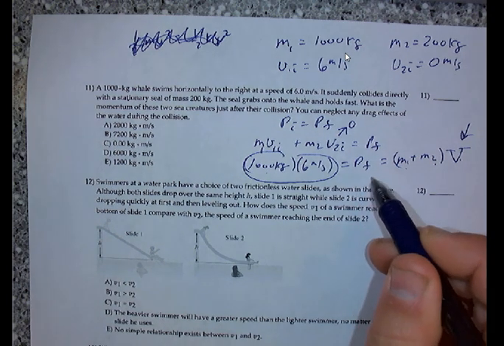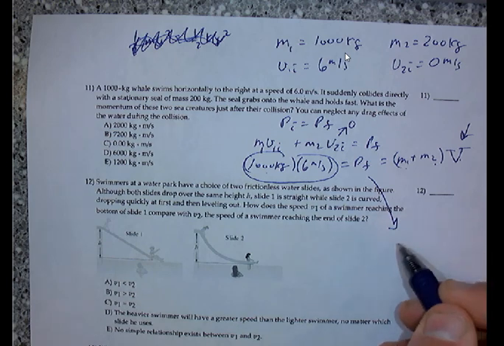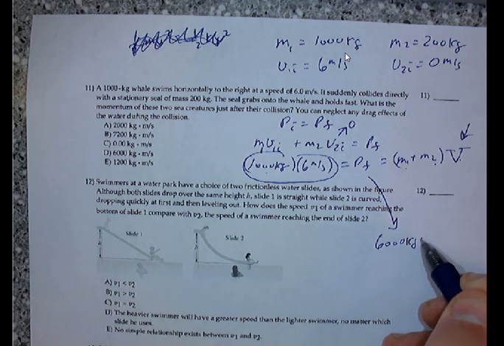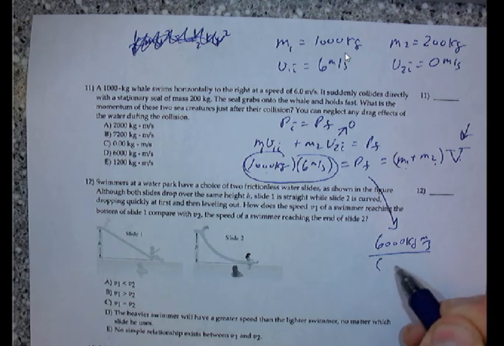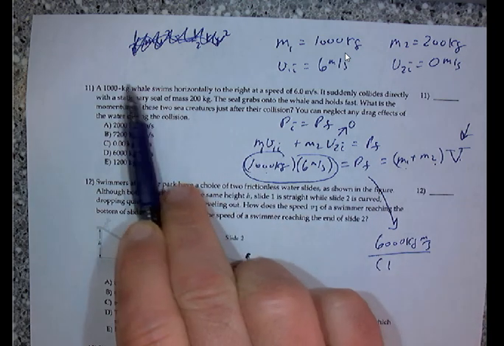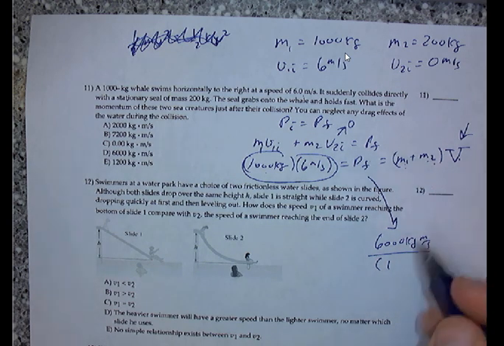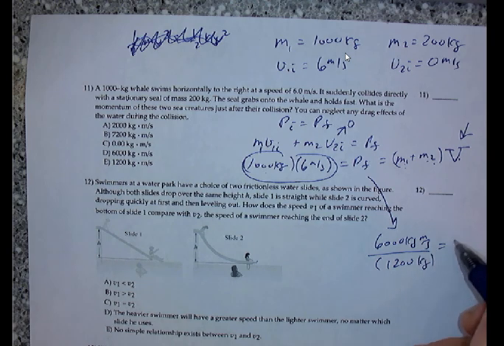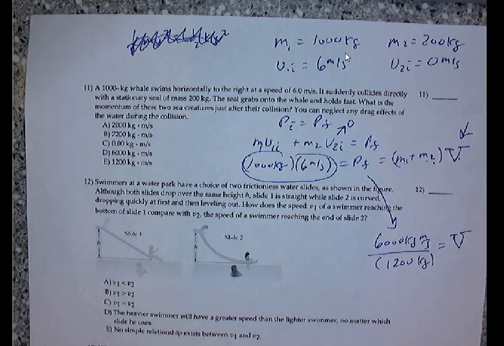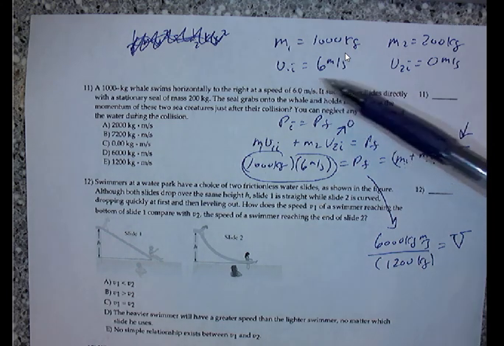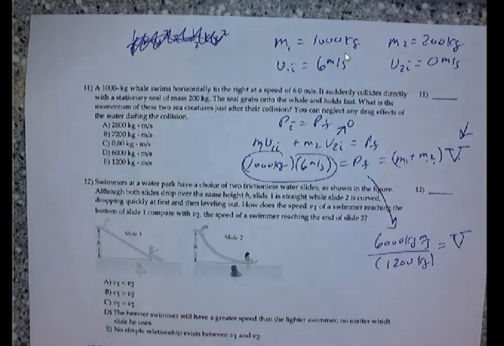I just want to do one more step, so let me take this down here. This would be 6,000 kilogram meters per second divided by the total mass, which is 1,000 plus 200, right? Divided by 1,200. And then you can get their speed that way. Looks like to be about 5, right? So that makes sense too. If the whale was swimming at 6, grabs a hold of the seal, now the mass is greater, so the speed's going to go down. All right, good.